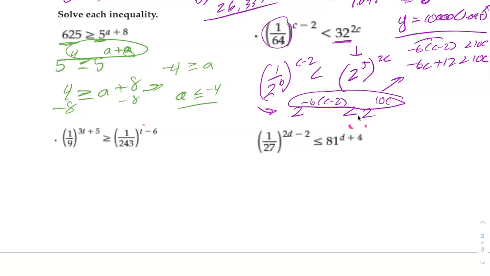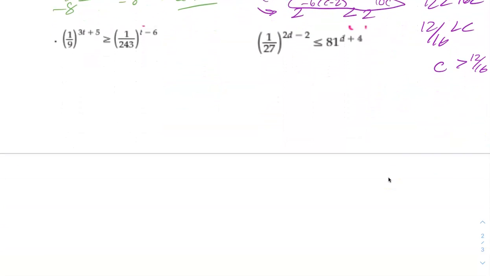Add the 6c over. 12 is less than 16c. Divide by 16. 12 over 16 is less than c. Or if you prefer the c on the left hand side, c is greater than 12 over 16. Right? If you switch it, you got to flip the sign also. So you get that one.